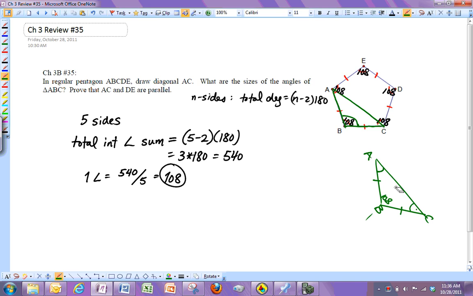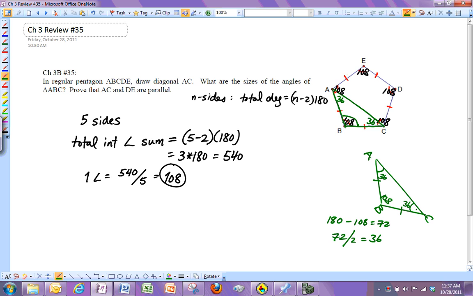So really what I do to figure out the remaining 2 angles is I can do 180 minus 108 gives me 72 degrees. So that's what's left over for the sum of these two. And since they're the same, it's 72 divided by 2 gives me 36. So 36 here, 36 there. Okay, so now I have the angles for triangle ABC, 36, 36, 108.